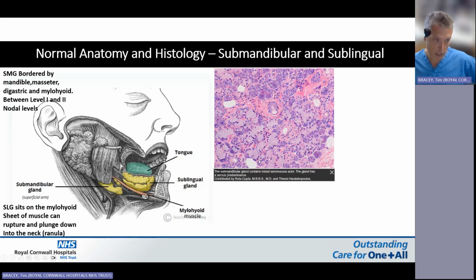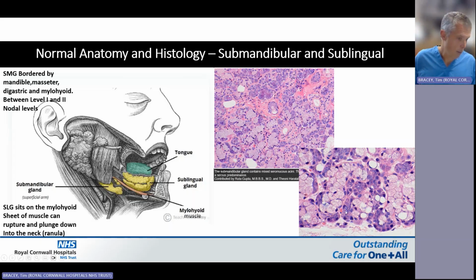So the submandibular gland is a mixed gland, rather than, when we talked about the parotid gland, which is all serous acini. The submandibular gland contains a mixture of these mucous acini, which are the ones with the pale grey cytoplasm, and the serous acini. And then this is a higher power. The sublingual gland is about 80% mucous acini, and the submandibular gland has roughly 50-50 serous and mucinous acini.